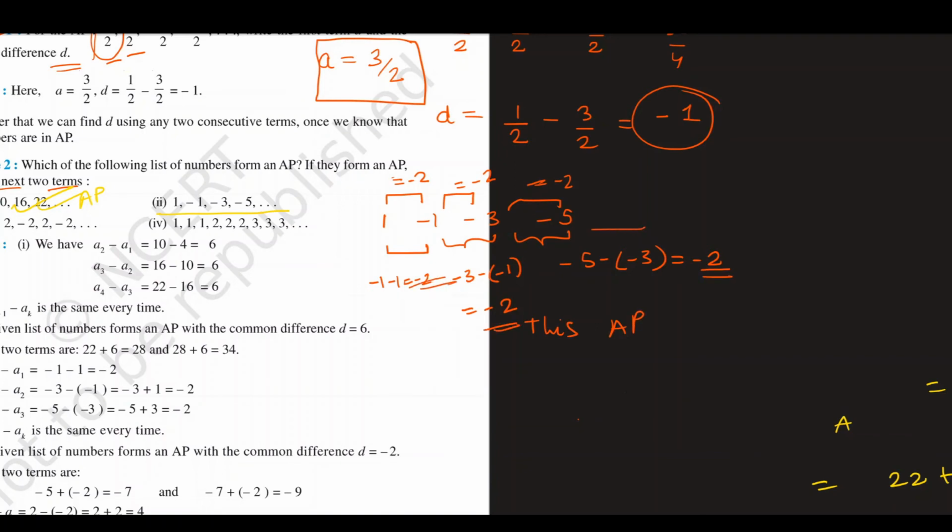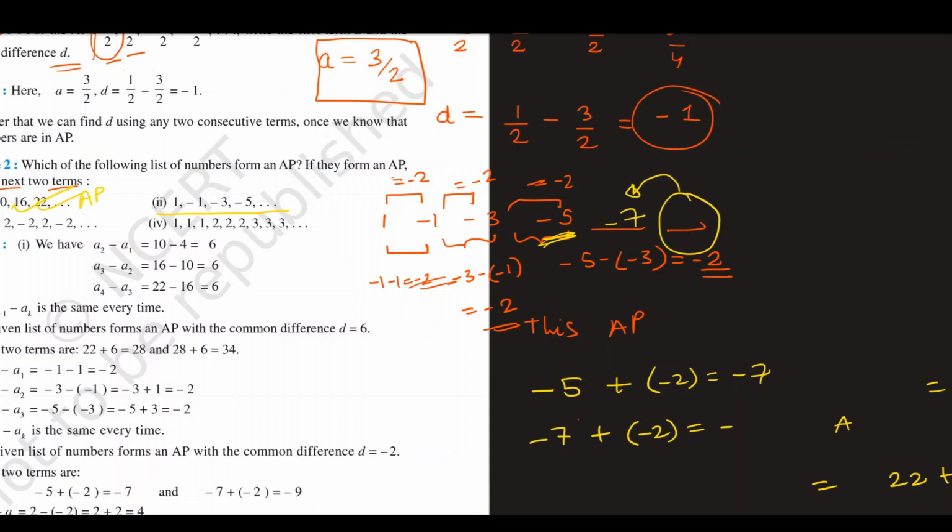To find the next two terms, we just add the previous term, which is minus 5, and the common difference minus 2. So it will become minus 7. And to find the next term, we use minus 7 as the previous term. So minus 7 plus minus 2 will be minus 9. So minus 9 should come here. This question is also done.